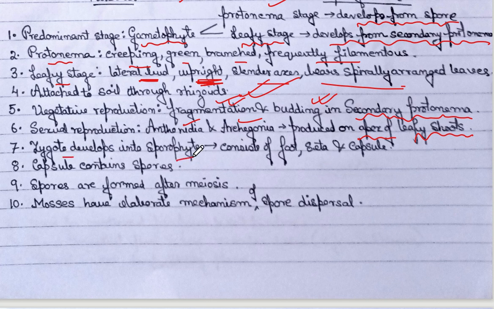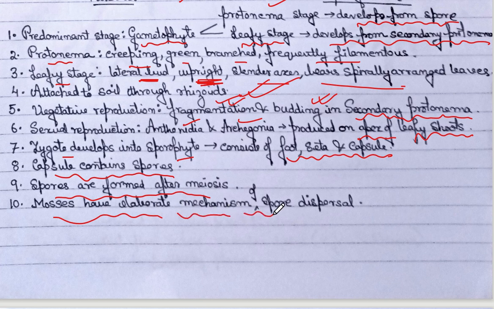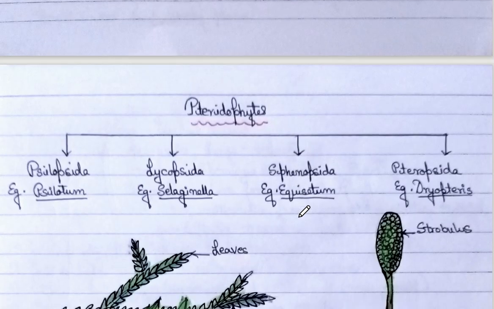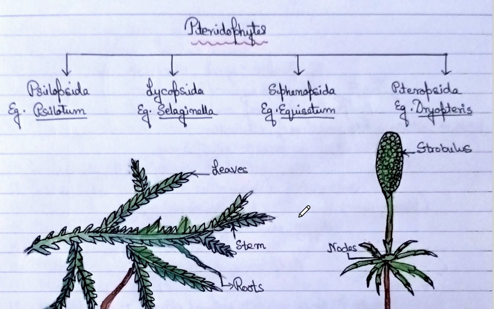The zygote develops into the sporophyte. The sporophyte consists of foot, seta and capsule. The capsule contains spores. Spores are formed after meiosis, and mosses generally have an elaborate mechanism of spore dispersal. So hereby we end our topic on bryophyte and we are going to our next topic, pteridophyte.